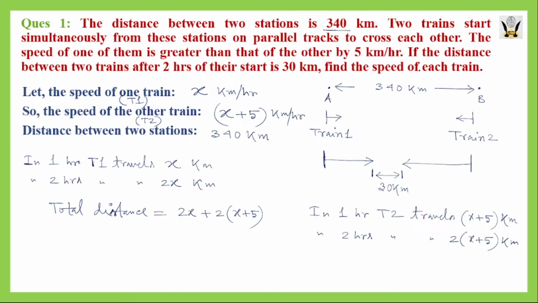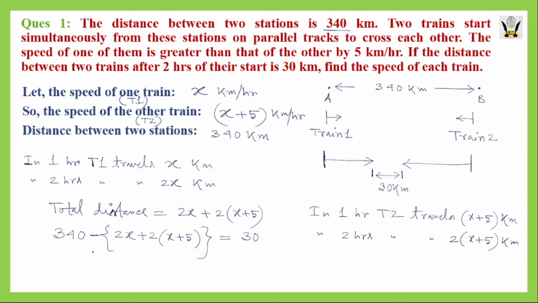And as per the problem statement, after 2 hours, with the distance that they have covered, there is still a 30 kilometer gap. They are 30 kilometer apart, right? The initial distance between these two stations was 340 kilometer. That means 340, the initial distance, minus the distance that these two trains have already covered, gives the remaining distance or the gap that the two trains still have, and that is 30 kilometer.